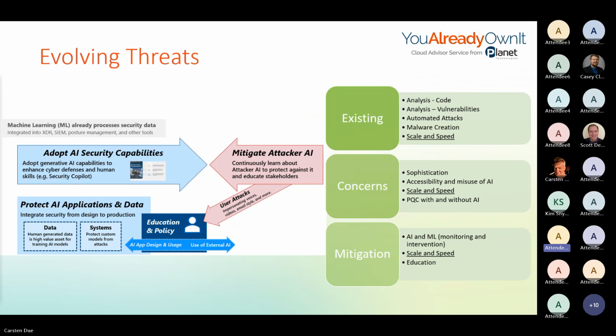So a concern going forward is accessibility. I can run my own chat. I can create my own engine. I can download a large language model. I can break all the policies and rules, and I can use it exactly for what I want, which is a concern. Scale and speed is also a concern for the future.